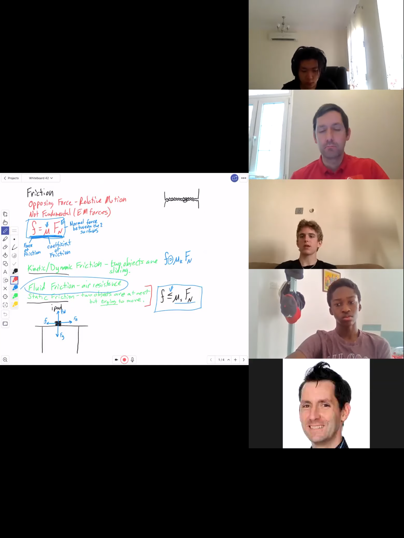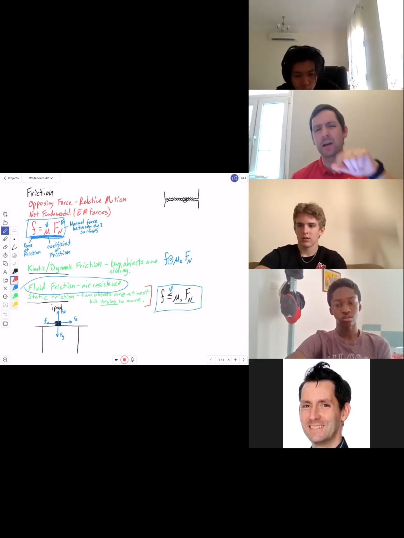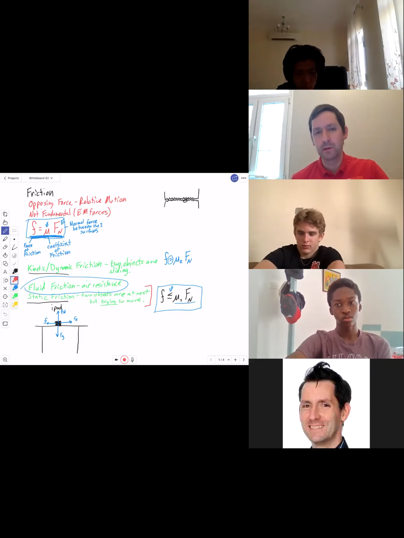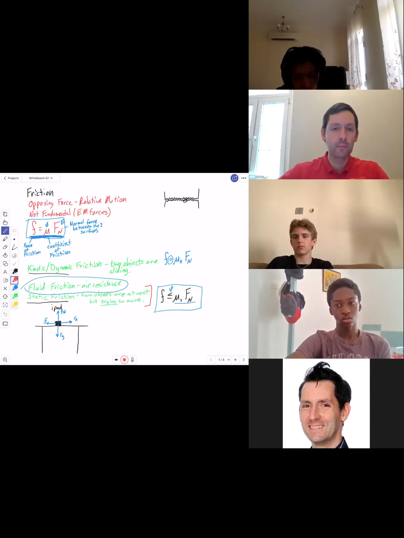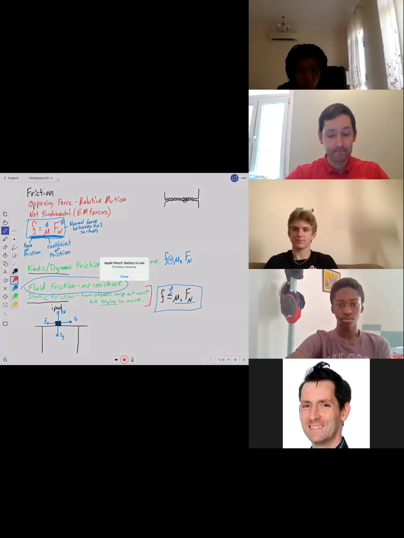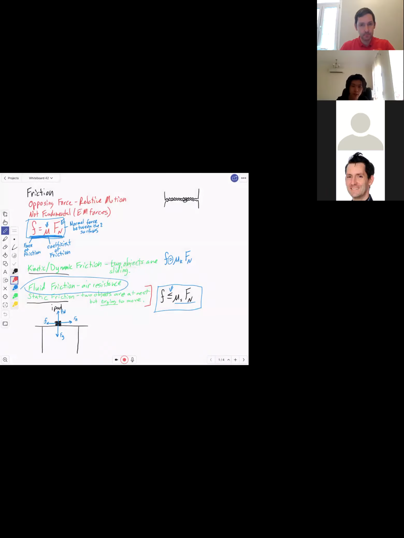All right, that makes sense. Remember that the subscript is just a label. It's saying specifically this is the coefficient of friction we're looking at, the static one or the kinetic. Thank you. Anybody else?